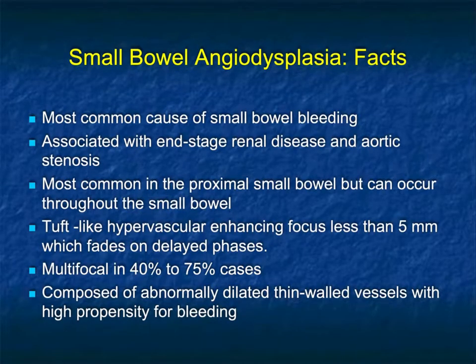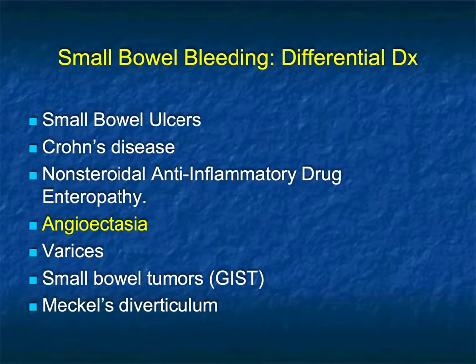One is small bowel angiodysplasia. It's actually the most common cause of small bowel bleeding. It's often associated with end-stage renal disease and aortic stenosis. It's more common in the proximal small bowel, but can occur throughout the small bowel. What you have are tuft-like hypervascular enhancing foci under 5 millimeters in size, which fade on delayed phase imaging. Most commonly, it's multifocal. And typically, when you get down to the path, it's composed of abnormally dilated thin-walled vessels with a high propensity for bleeding.